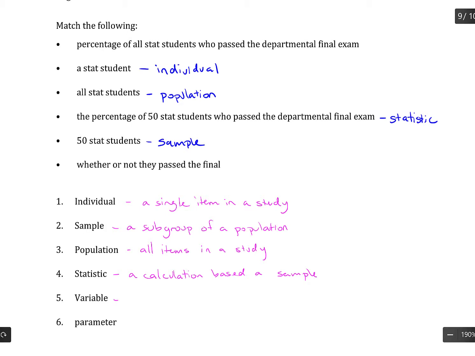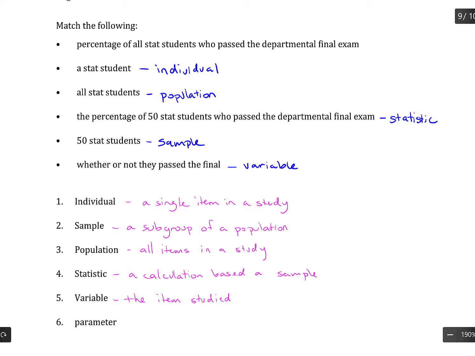The variable is the item studied. So the thing that's being studied here. And what's being studied is whether or not a stat student passed the final. So this would be our variable.